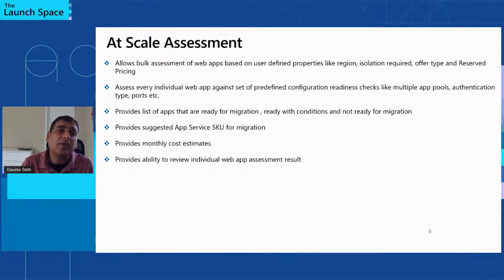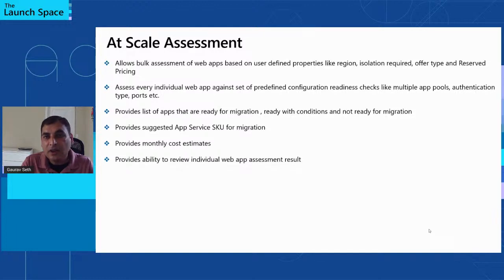Once you're done with discovery, when we start looking at the assessment piece, we again allow you to set up bulk assessments for all the discovered ASP.NET web applications. And you as a user define the properties for your assessment. These properties are like region, what's the kind of pricing, do you want to use any offer, or if you are interested in using the reserved pricing, and importantly, if you want to have an isolated deployment for your web applications post-migration.